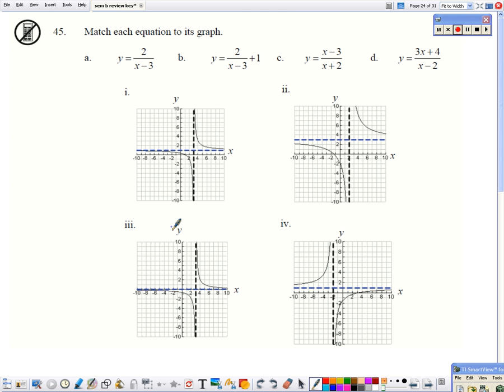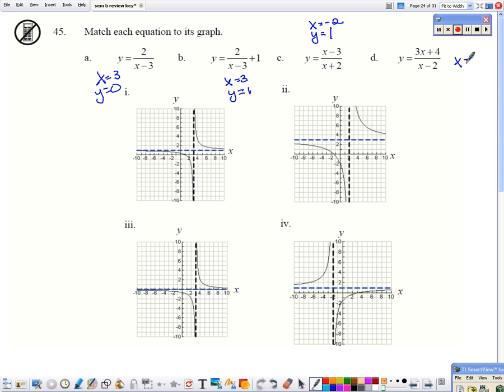To match these graphs, I'm going to look for my asymptotes. For A, the vertical asymptote is at x equals 3, and the horizontal one's at 0. For B, again, my vertical asymptote's at 3, but my horizontal asymptote's at 1. For C, my vertical asymptote is at negative 2, because that's what makes the denominator 0. That was the case for all of these. The degree of my numerator and denominator are the same, so I divide the coefficients for my horizontal asymptote.